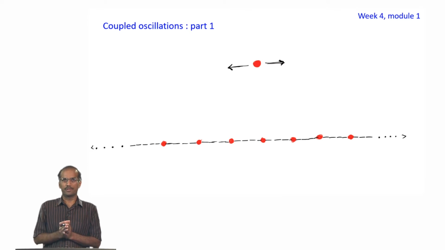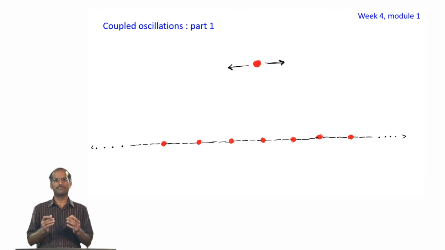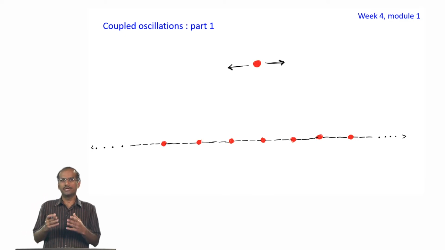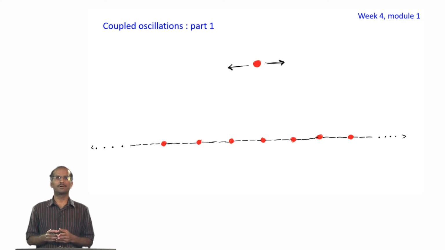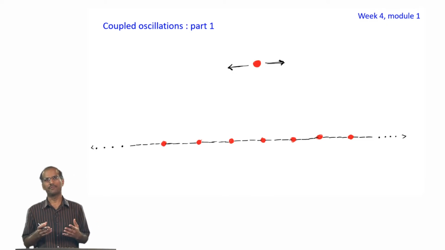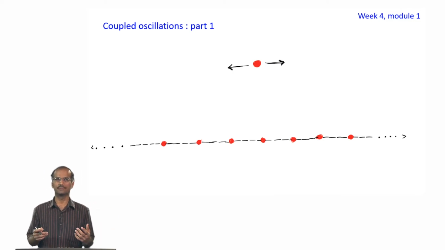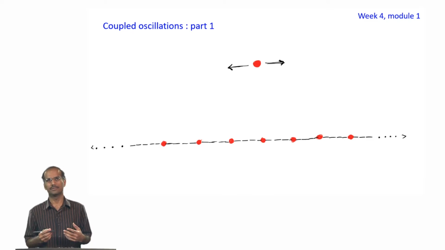So, all this we did for a single particle, but if you think carefully about what you actually see around you, you would see that very rarely would you come across oscillations of a single particle. Often what you see is a collection of particles working together, oscillating together.